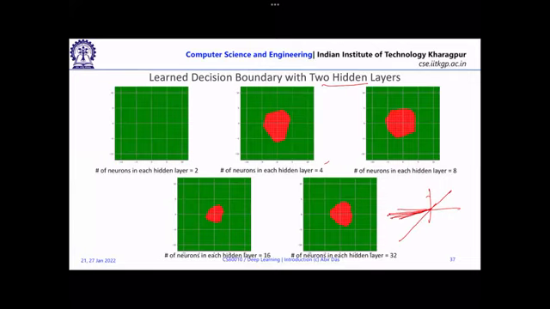Sir, so when the number of hidden layers is larger, we will face this problem, right? Not when the number of neurons. You can get it, but the chance is more when you have very deep neural networks. Okay, sir. Thank you, sir.